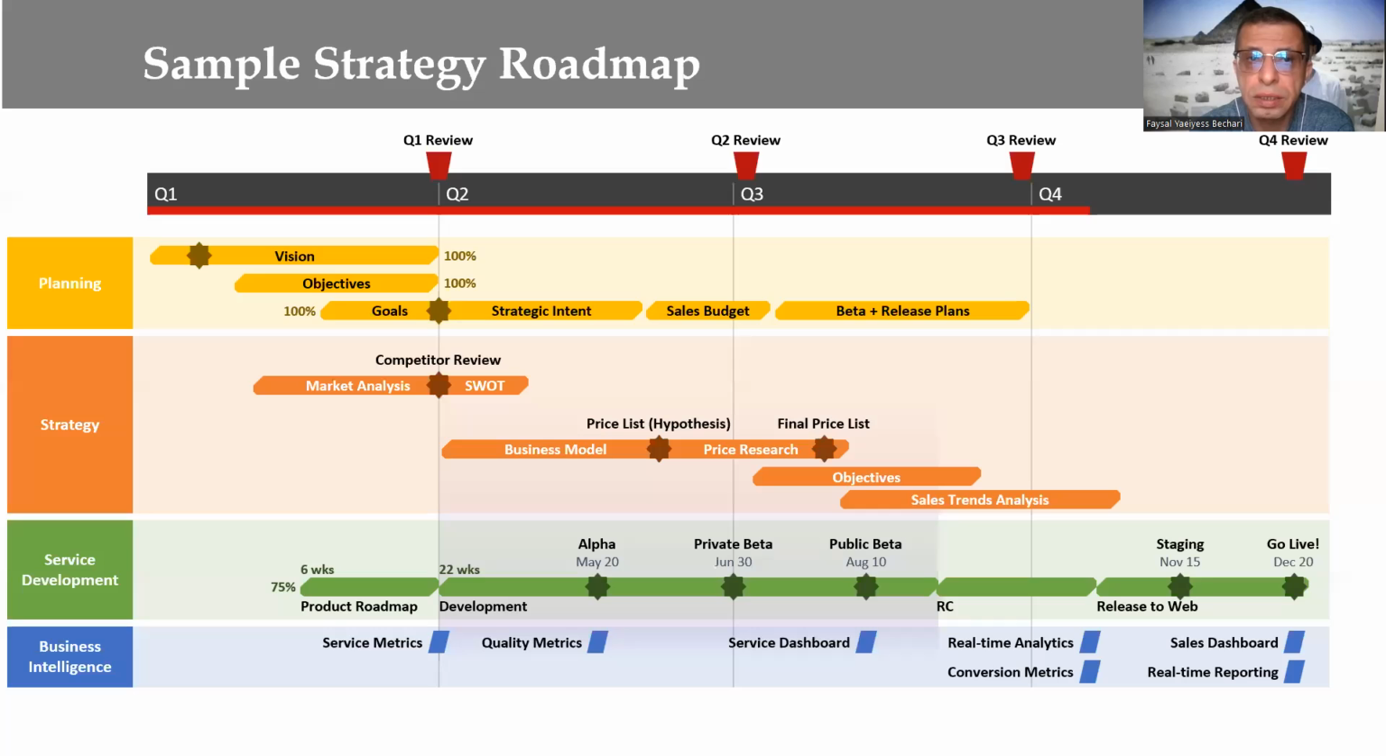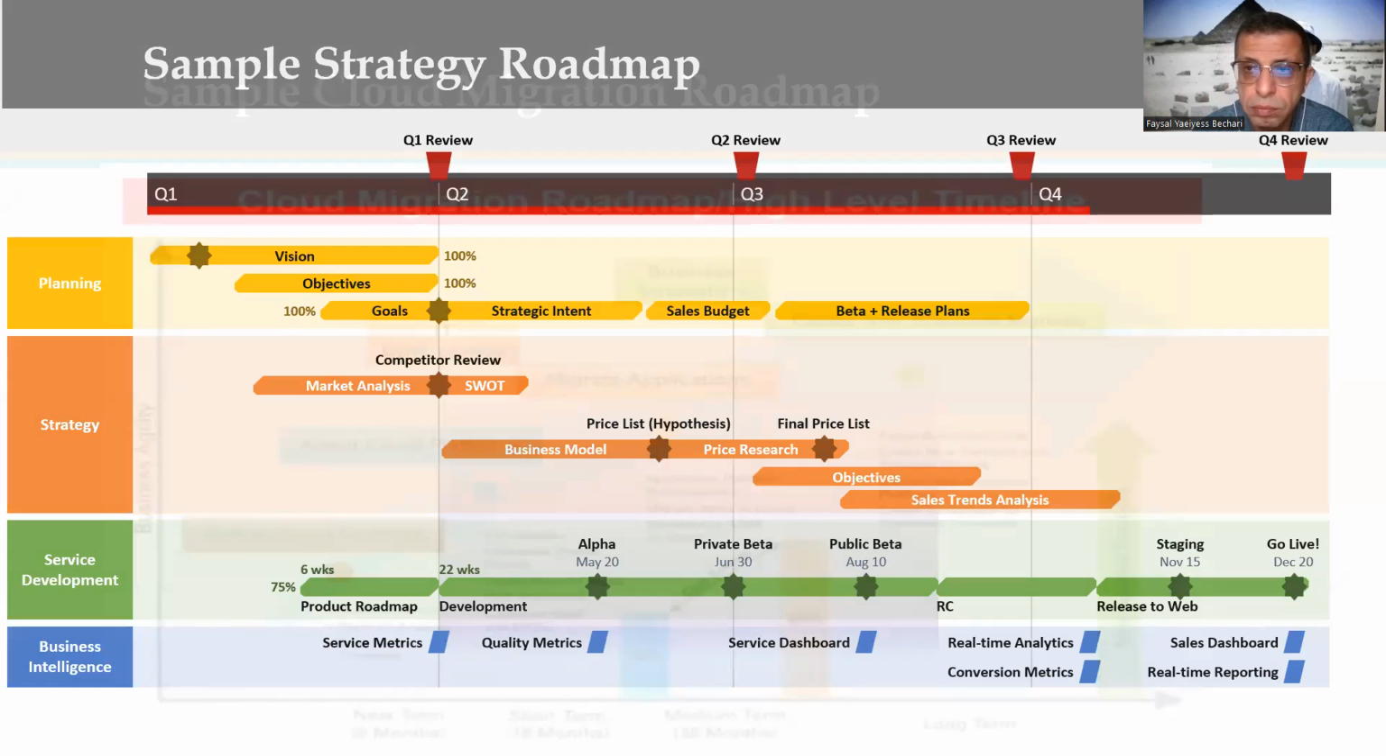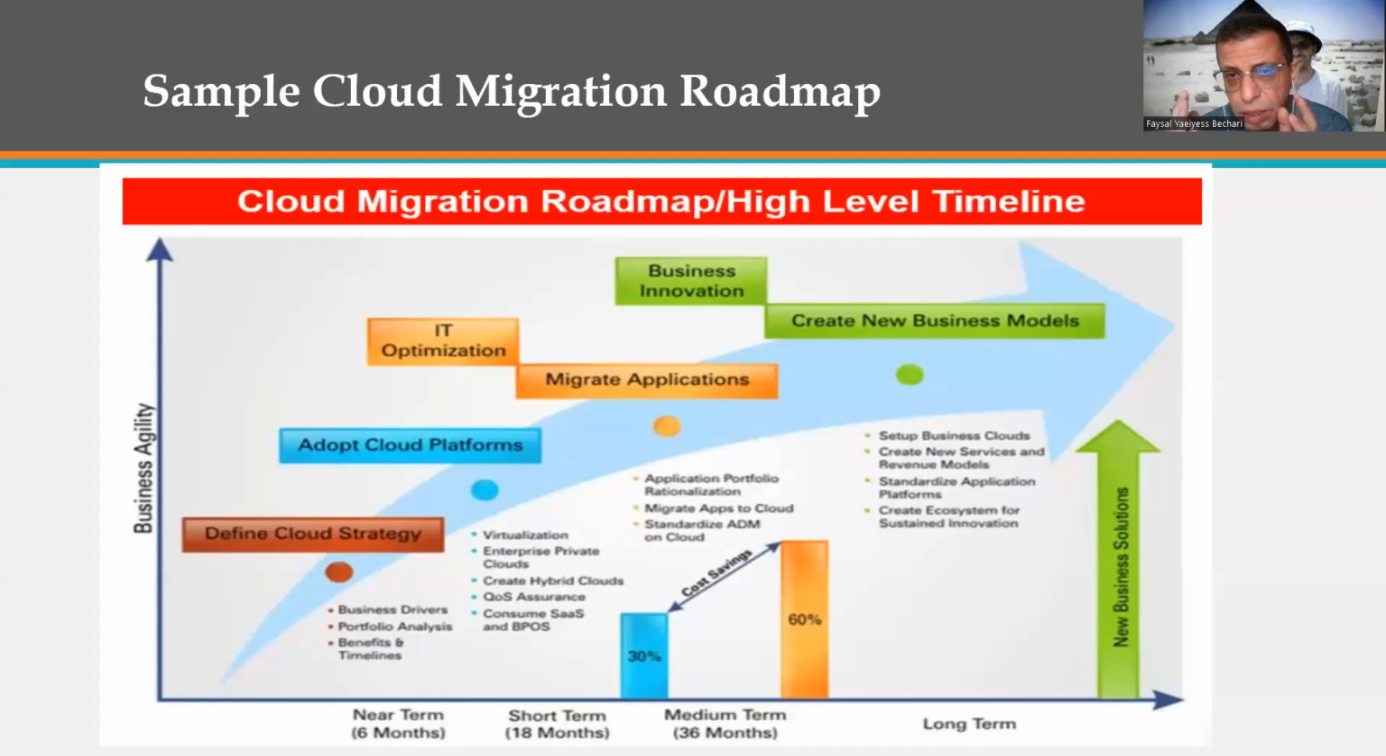Another one is a sample of a strategy roadmap. That's an IT roadmap. This is a strategy roadmap, and this is involved in planning, strategy, service development, and business intelligence solution. So we will look at this one too. Here is another sample about the cloud migration and how we can do it within timeline and business agility and to move to the cloud. Explain that.